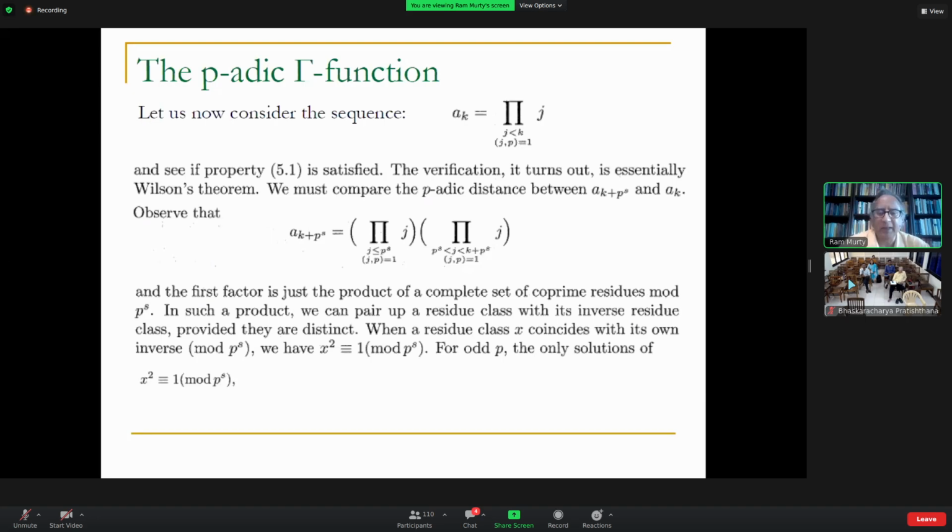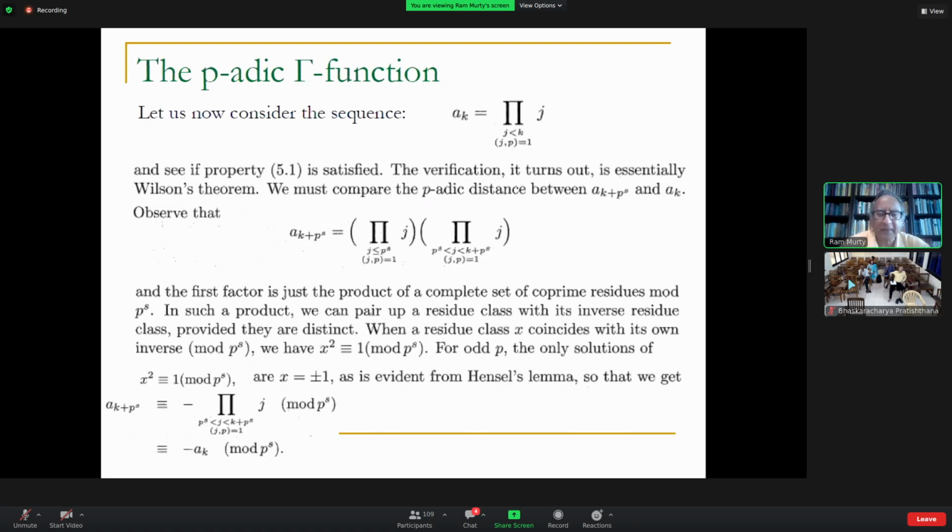And you will recall in a previous lecture, I mentioned that when p is an odd prime, the only solutions are plus or minus 1, from Hensel's lemma that we discussed last time. So therefore, A sub k plus p to the s is just the product of plus 1 times minus 1, which is minus 1. And then you have the product over j going from p to the s to k plus p to the s. And that's our definition of that, modulo p to the s, that's the same as A sub k.